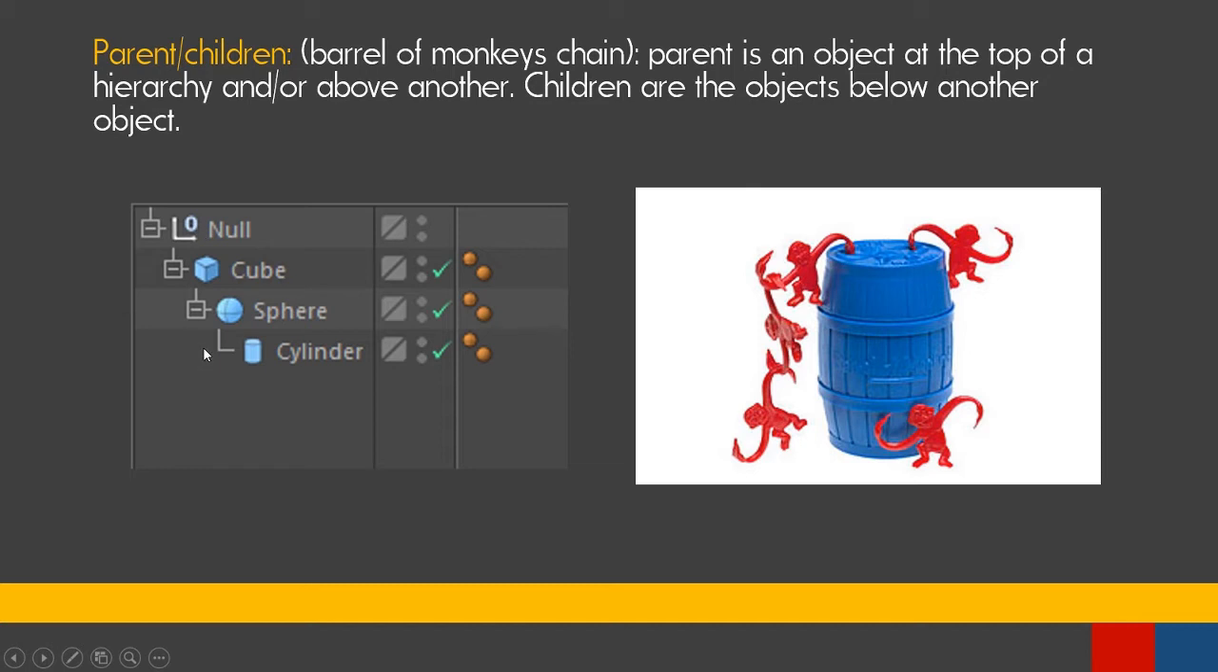So if we go over to our Cinema 4D example, we have a null, and then we have a cube, sphere, and a cylinder. So the null is the parent of the cube, sphere, and cylinder. And then the cube is the parent of the sphere and the cylinder, and the sphere is the parent of the cylinder. And the cube, sphere, and cylinder are the null's children, so on and so forth. So that's a very important concept to learn for Cinema 4D.